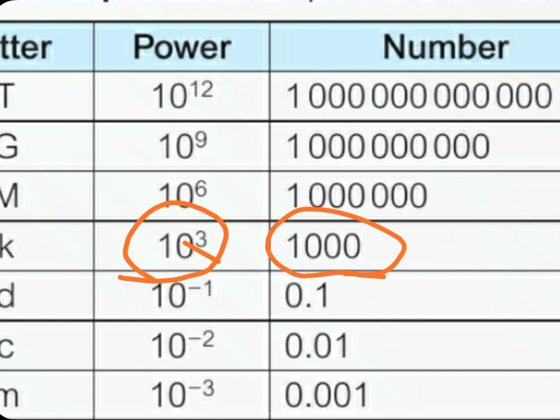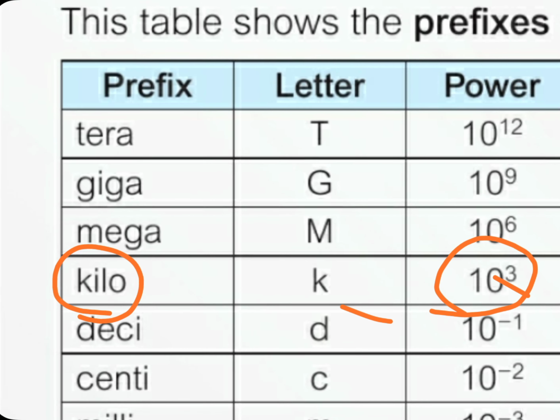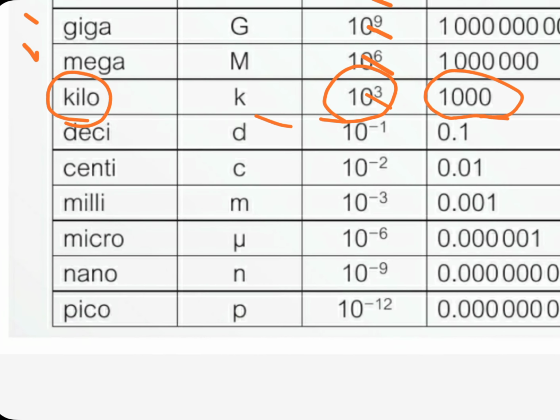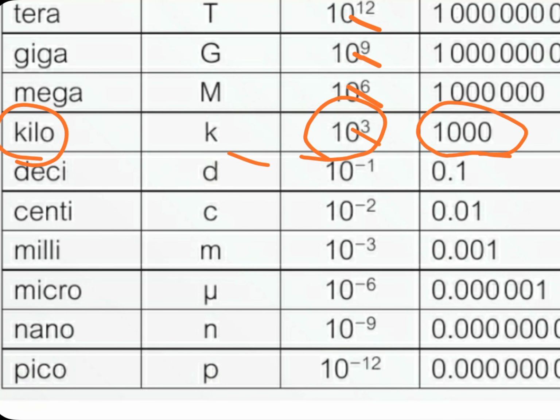Good job. Now, when you go up with the names, for example, mega, and then giga, and then tera, it goes up by 3 zeros. So it's power of 6, then power of 9, then power of 12. So you have to understand these names. And when you go down, we have deci, centi, milli, micro, nano, and it goes on. Now, it goes down by 1.